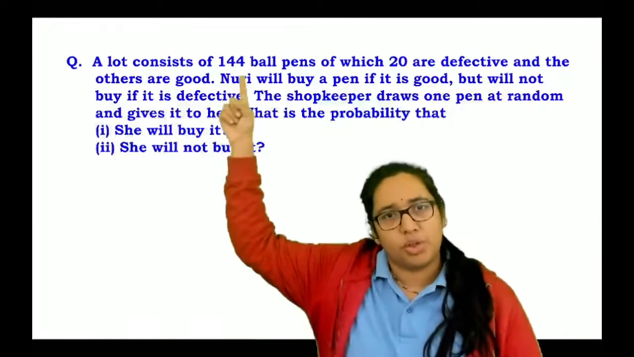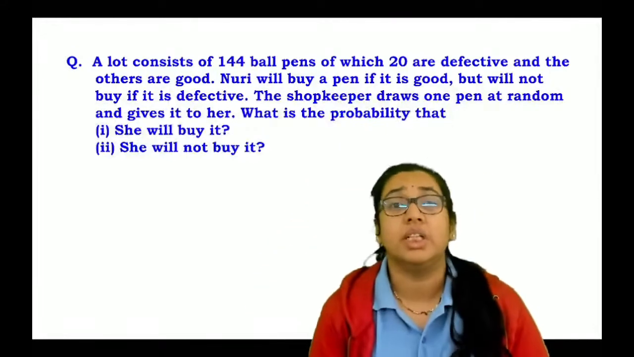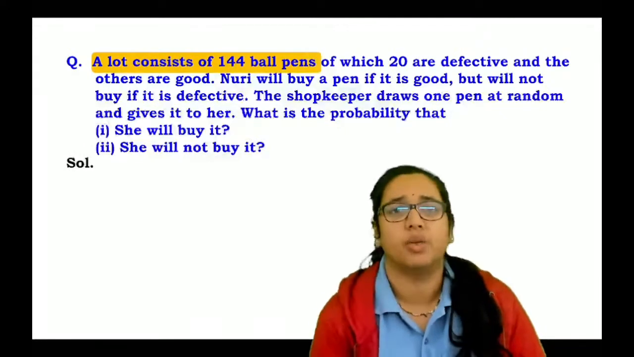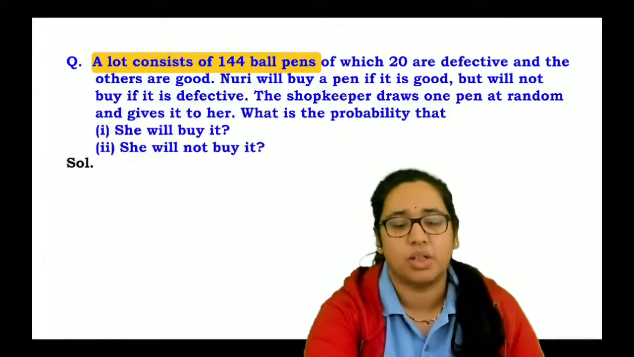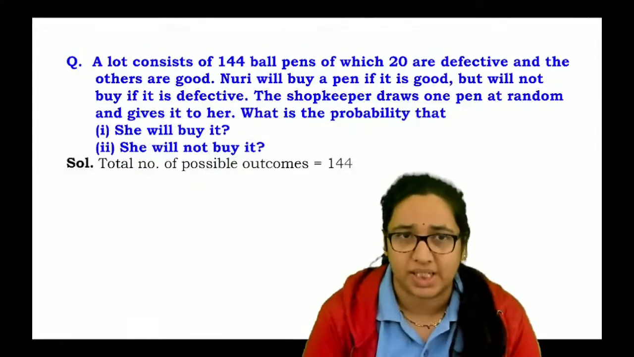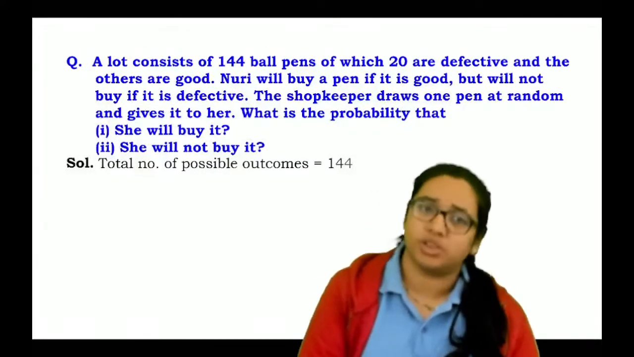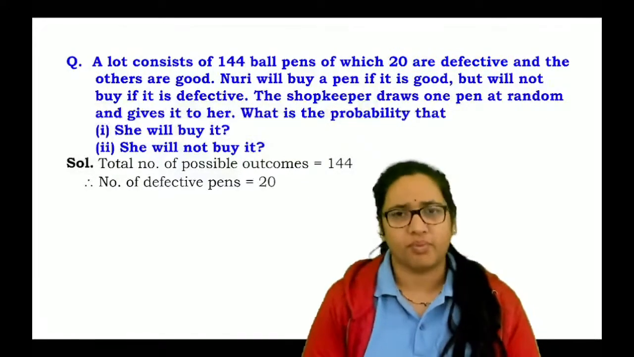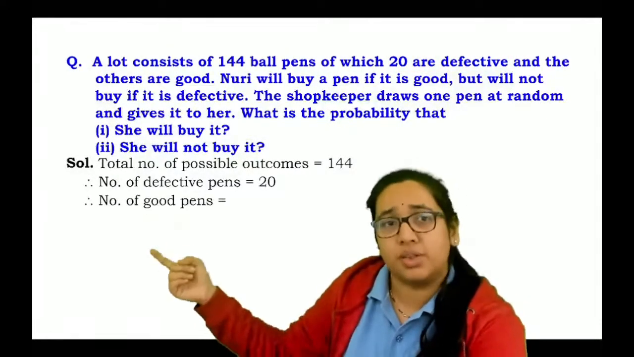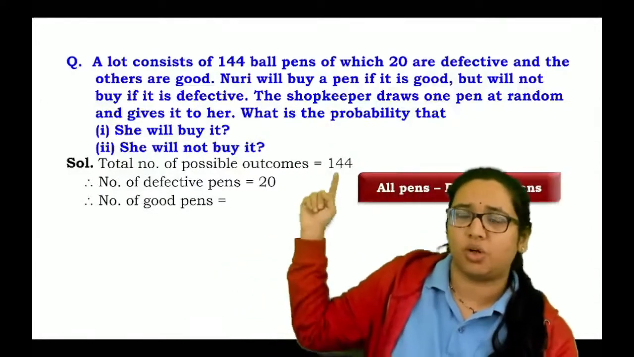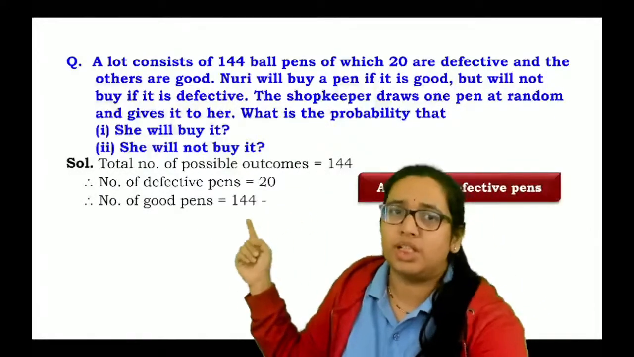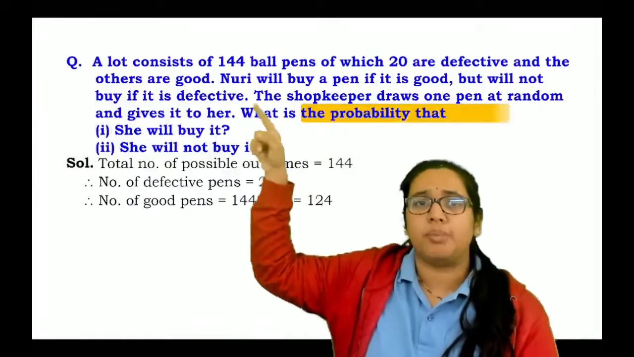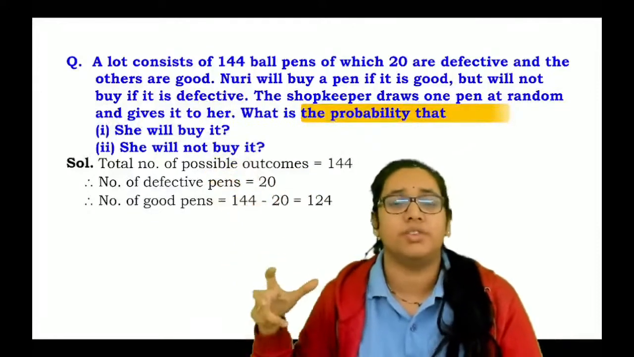You have the total number of pens, you have the defective ones, right? So you can easily check how many good pens there will be. As the lot consists of 144 pens, it means the total number of possible outcomes will be 144. Out of them, 20 are defective. Therefore, the number of good pens is all pens minus defective ones, so it will give you the answer 124. Now, we have to find the probability that she will buy it or she will not buy it.